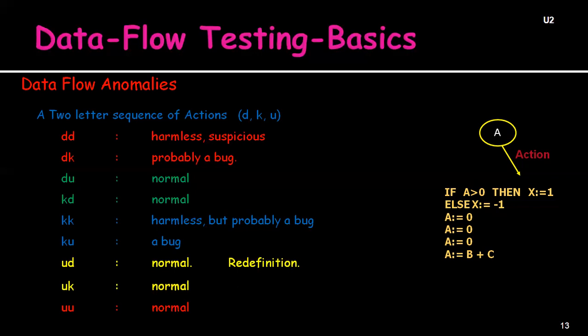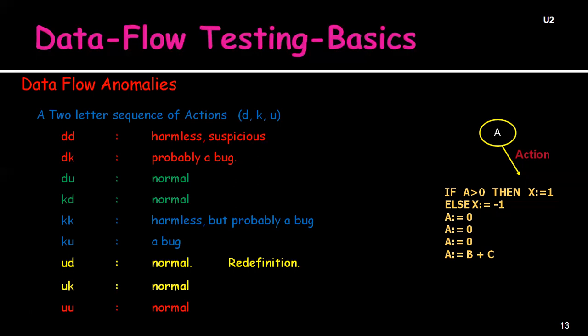Here the first possibility, the 2-letter combination, is DD. It results in a suspicious state where an object is defined twice. If we define it twice, of course it is harmless, but we have to suspect it. Why? The previous value will be lost by defining again.